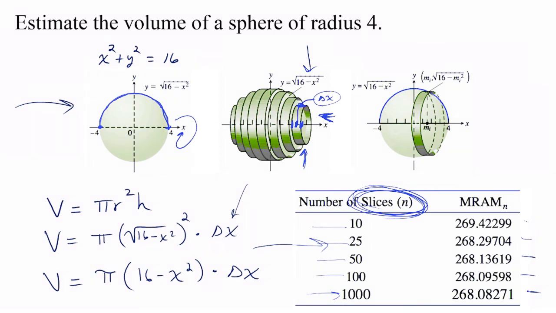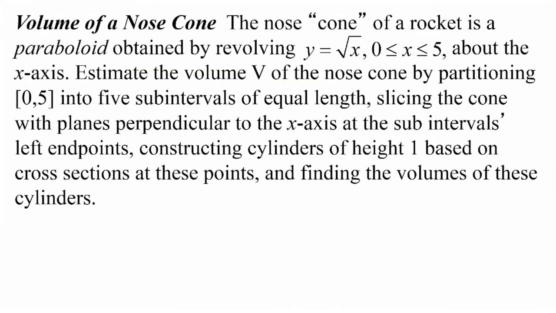Now it is time for you to try a problem. Volume of a nose cone. The nose cone of a rocket is a paraboloid obtained by revolving y equals square root of x for the closed interval 0 to 5 about the x-axis. Estimate the volume V of the nose cone by partitioning from 0 to 5 into 5 subintervals of equal length, slicing the cone with planes perpendicular to the x-axis, at the subinterval's left endpoints, constructing cylinders of height 1 based on cross sections at these points, and finding the volumes of these cylinders.